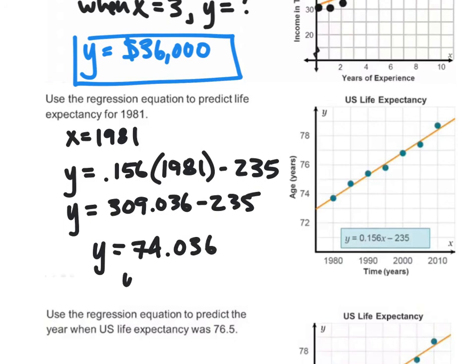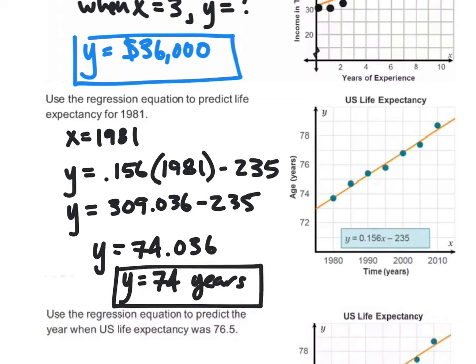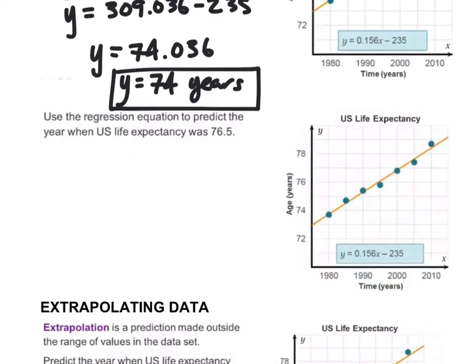0.036. So it looks like it's a little bit more than 74. So y equals 74 years. Let's go ahead and round to the nearest year on that, because 0.036 isn't very much bigger than 74. Okay, and let's do the same thing down here.